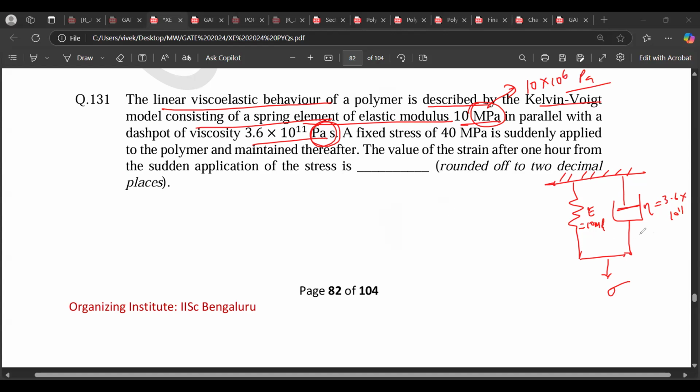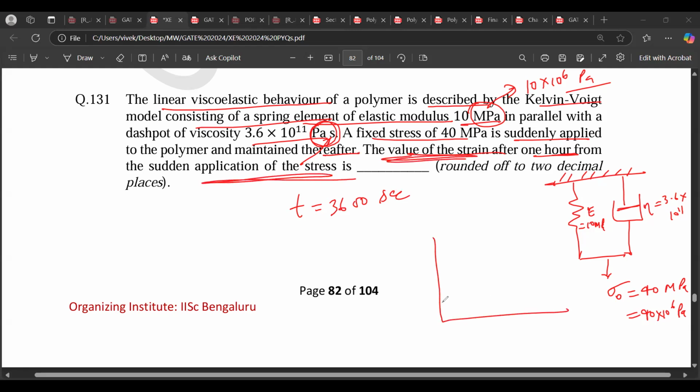Okay. So it's telling if a fixed stress, this sigma naught is a fixed stress, 40 MPa, you have to convert into Pascal because it's easy to convert. 40 into 10 power 6 Pascal. Now it's telling that it is applied and suddenly removed, thereafter the value of strain after 1 hour. So t is in seconds. So your t should be in seconds.